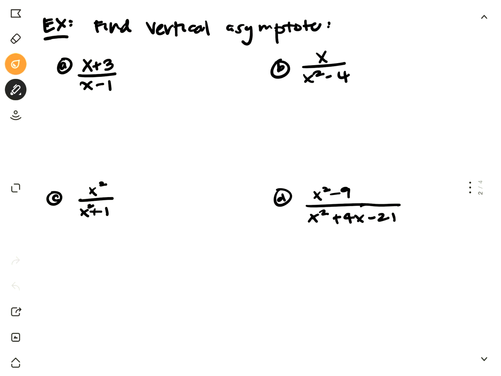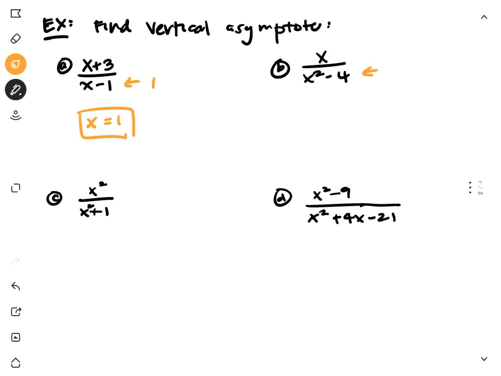Okay, so find vertical asymptotes. This is pretty much what we were doing last time, we're just finding the domain restriction. So for this one, x minus 1 is 0, so that's 1. Remember, when you write your vertical asymptote, you have to say x equals 1 would be our vertical asymptote. So you have to say x equals to give us your vertical asymptote.